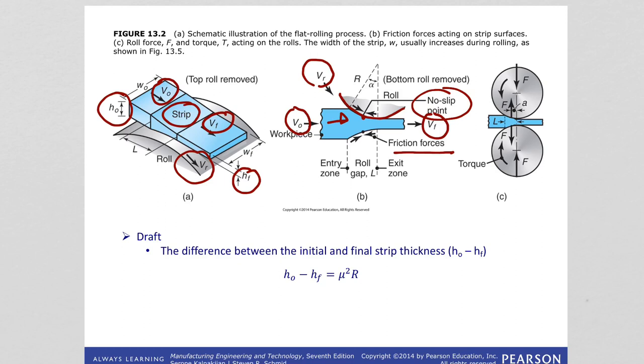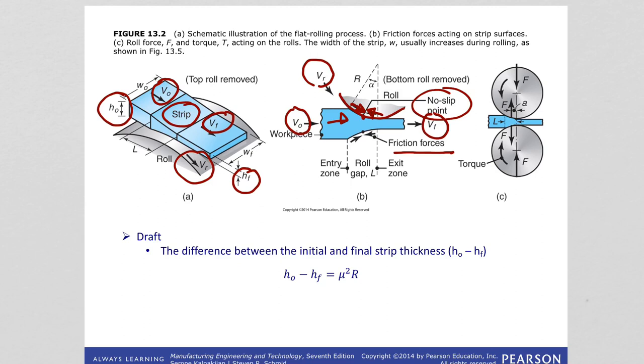There the friction is trying to break the motion. So you can see the direction of the frictional forces acting on the strip. The first one is aiding, in this direction, helping the motion. The other one is actually trying to break that motion. But in the end, the net frictional force must be in the direction of motion, so the strip can actually go through in between the rolls. So friction is something that is necessary, as we can see here.